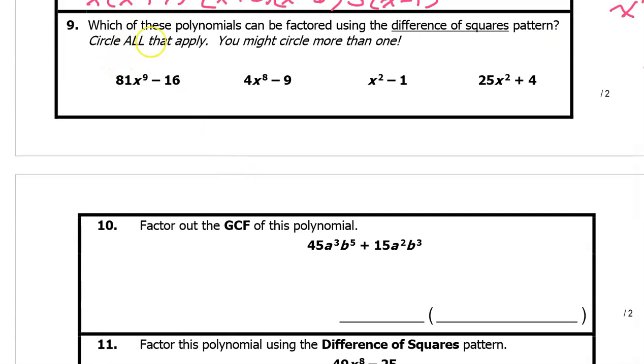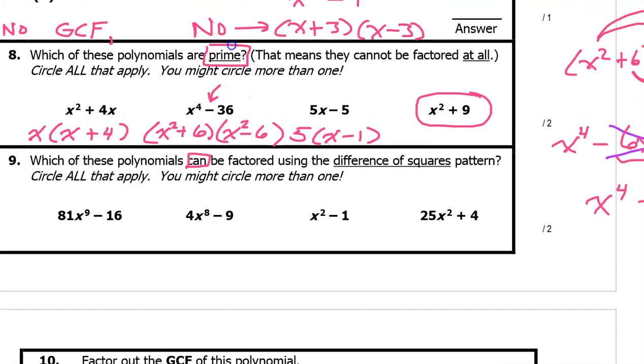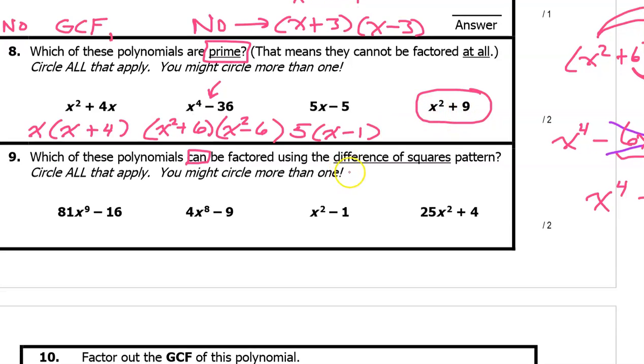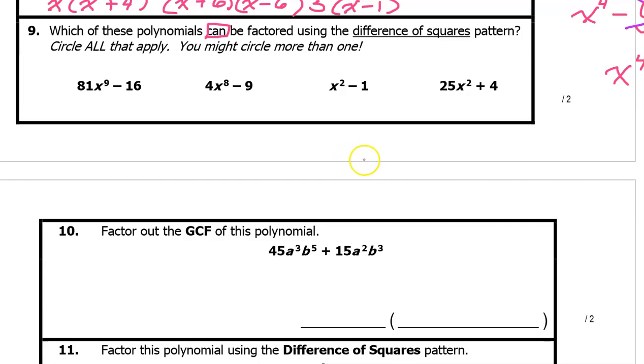Here's number 9. Which of these polynomials can be factored using the difference of squares pattern? Okay, so this time we're looking for ones that can be factored. All right, last time we were looking for ones that were prime, ones that couldn't be factored. So you got to switch your brain. We're looking for the ones that can be factored, and specifically, they have to be factored by the difference of squares pattern. So GCF doesn't count.